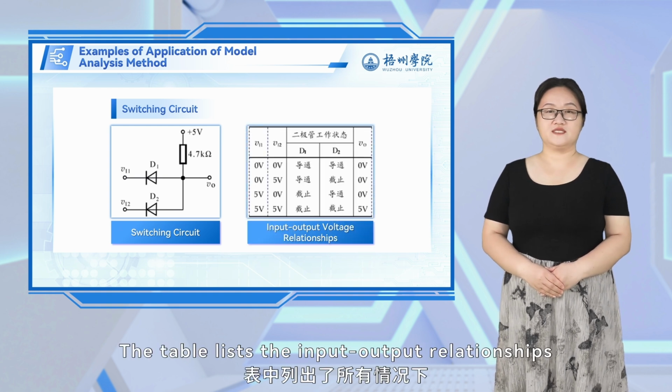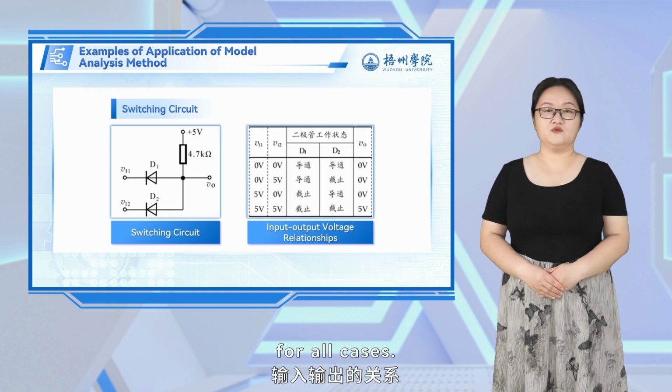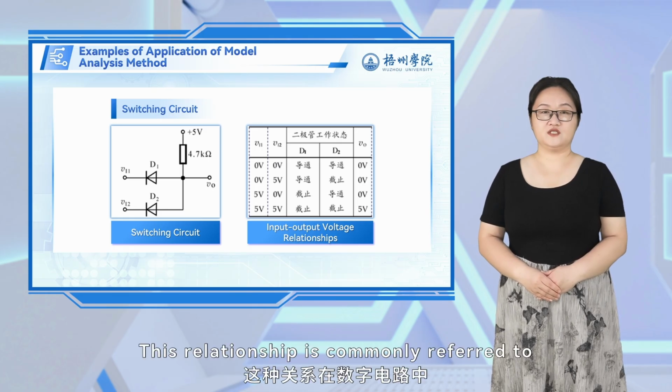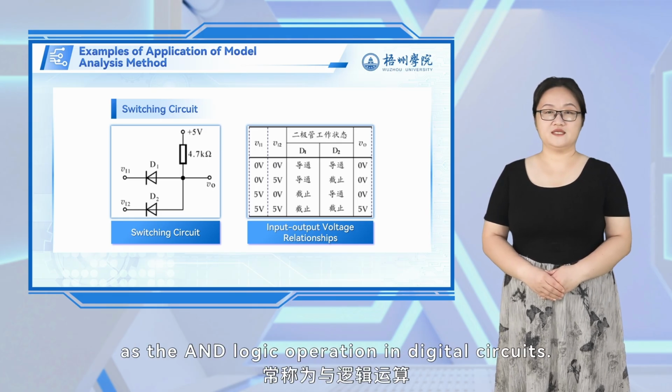The table lists the input-output relationships for all cases. This relationship is commonly referred to as the AND logic operation in digital circuits.